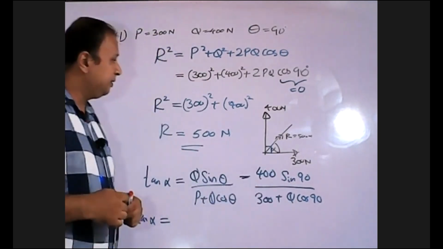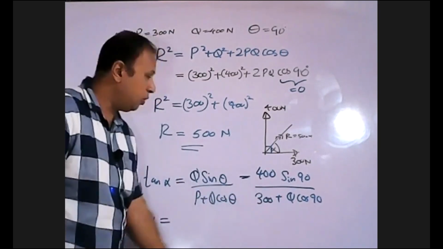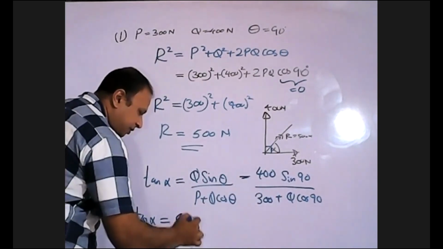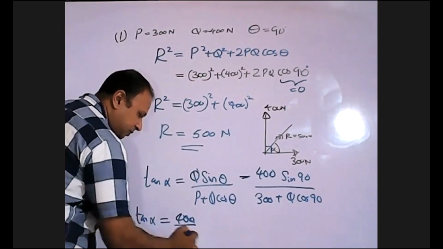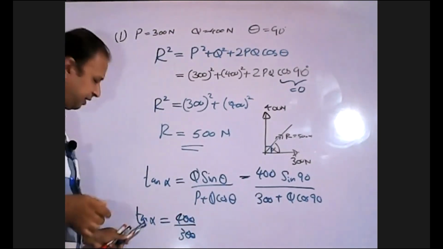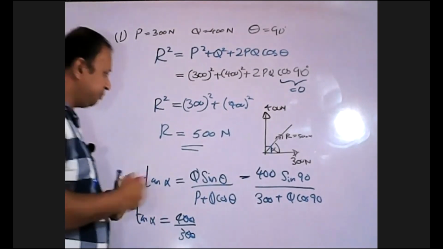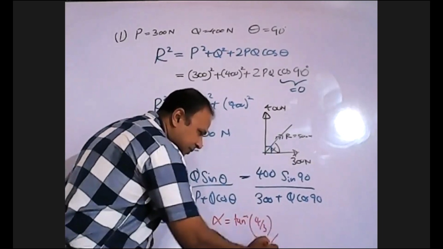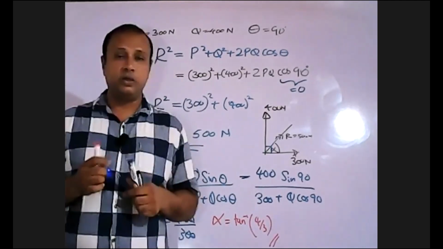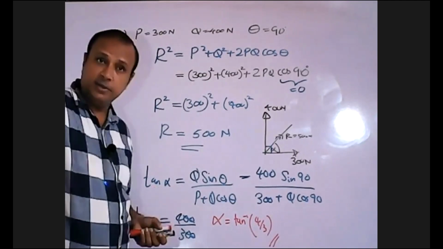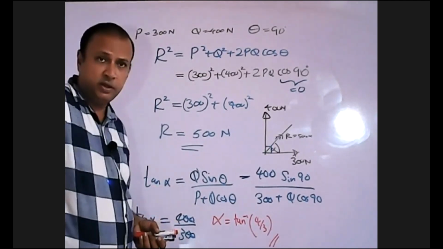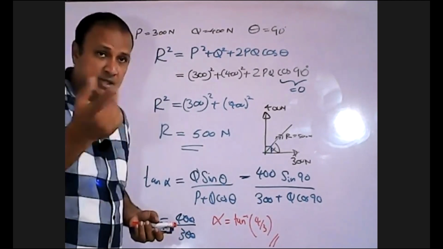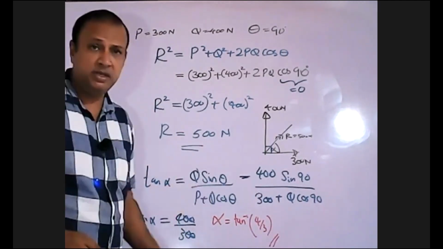Sine 90 is equal to 1. Cos 90 is equal to 0. Therefore, my answer would be 400 over 300. This one will be cancelled out. Therefore, tan alpha is equal to 4 over 3. That means alpha is equal to tan inverse 4 over 3. That is the way of doing this question, using this equation. Use these two equations to solve this question, because you want to remember this equation.